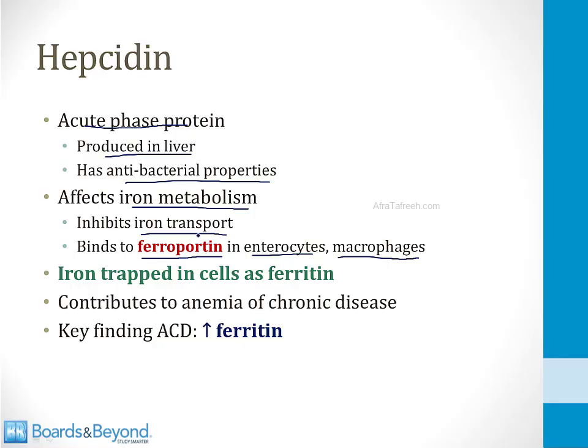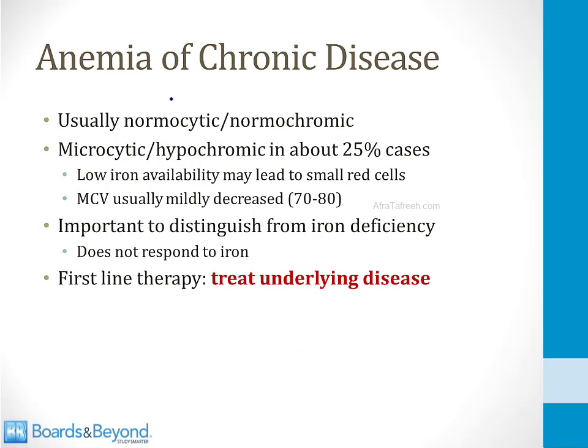So when ferroportin gets inhibited by hepcidin, iron gets trapped in the storage form inside of macrophages. And for that reason, you see a rise in the ferritin level. This is a very important finding in anemia of chronic disease. This is the opposite of the finding you see in iron deficiency anemia. Just like iron deficiency anemia, this anemia can be normocytic or microcytic. Now, this anemia is most commonly normocytic normochromic. However, in about 25% of cases, it is a microcytic hypochromic anemia.